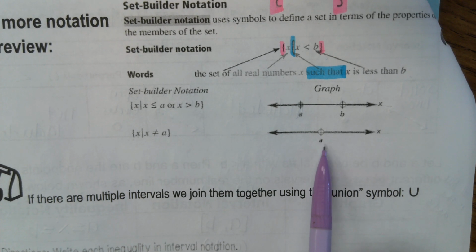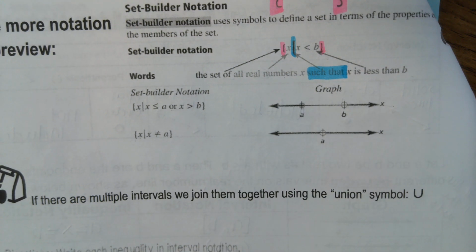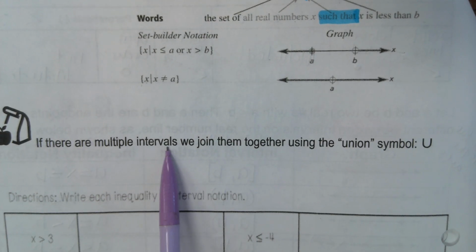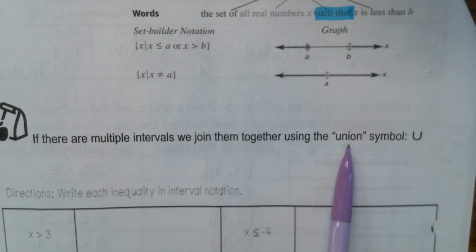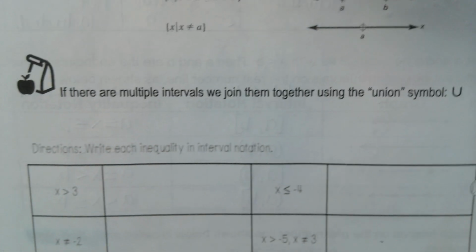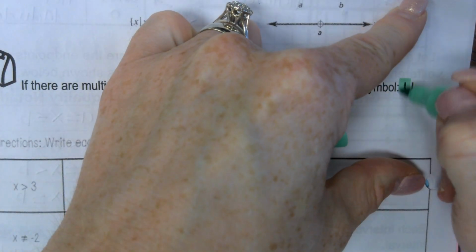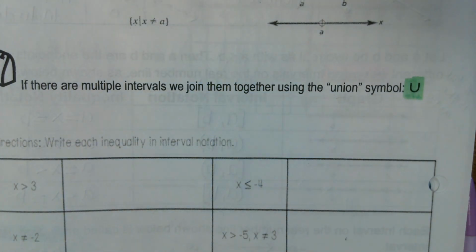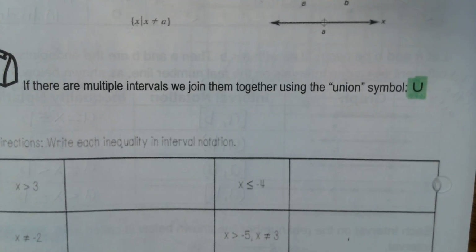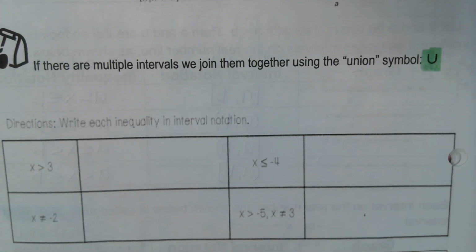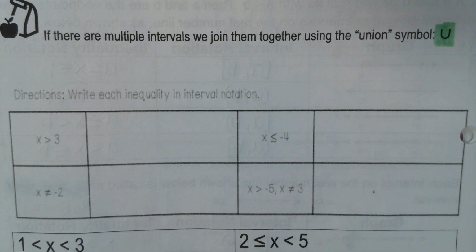We're going to play around with that again in a little bit. I just want to throw that in here. If there are multiple intervals to join together, we will use the union symbol. A union is joining things together. So we will use the mathematical union symbol if we have to put multiple things together.